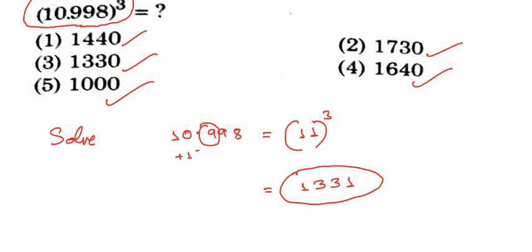So what we are going to do is take the third option as the best answer out of these five options. So we can write 1330 as the answer, and it will be the right option here. So this is the thing.